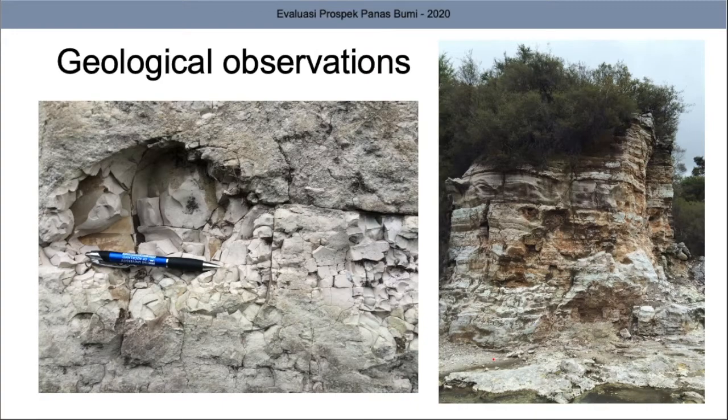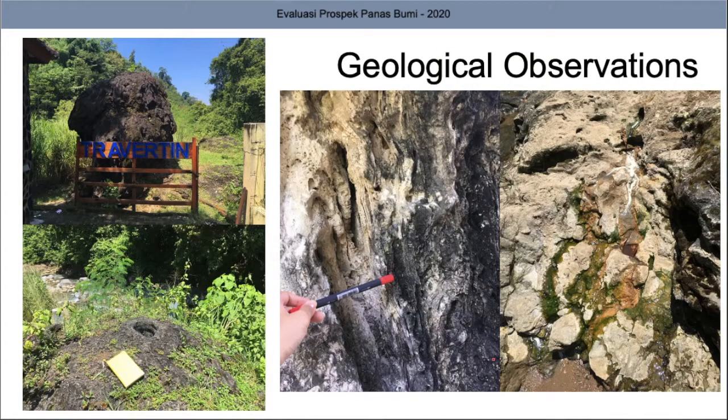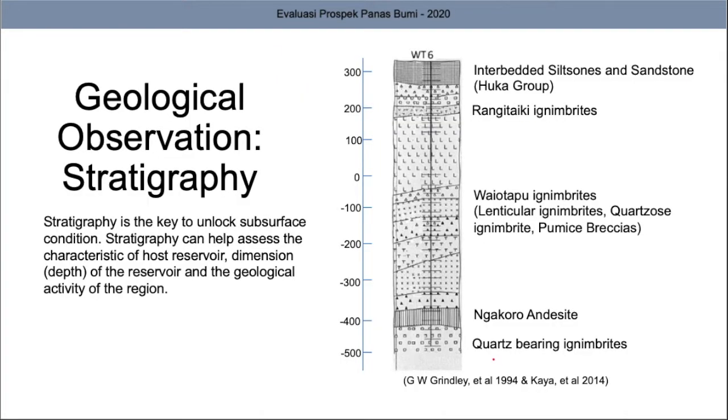For geological observations, we usually take data from outcrops such as these outcrops, or even the surface deposits such as the travertine or the silica sinter. However, one of the most important key aspects in geological observation is determining the stratigraphy of the area, because stratigraphy is the key to unlock the subsurface condition, which can help you assess the characteristic of the reservoir. Therefore, by understanding the reservoir, you will be able to understand the geothermal condition in the area, and you will then be able to determine what kind of exploitation you must do to follow.